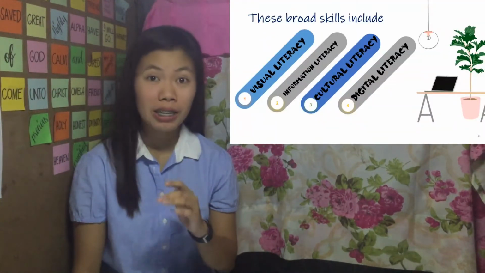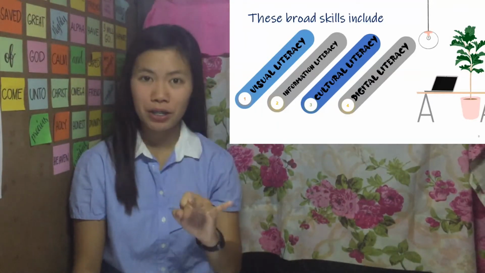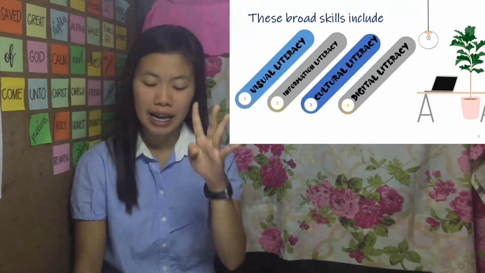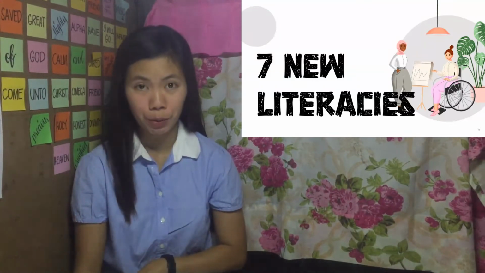And do you know that before the word new literacy, there was the so-called multiliteracy? It was first called multiliteracies before it was called new literacies. And these are broad skills included under the new literacies: visual literacy, information literacy, cultural literacy, and digital literacy. Moreover, there are seven new literacies that were stressed in the 21st century curriculum. What are these seven? Let's take them one by one.